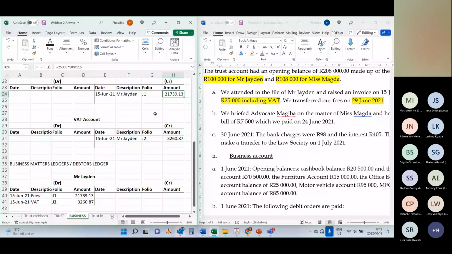Okay, what answer are you getting? Yes, I'm getting 21739, like the one that you are getting there. Let me give you an example. Say for instance our fees were 21,739, and we want to establish what the VAT is. In that case the VAT would be 15%.